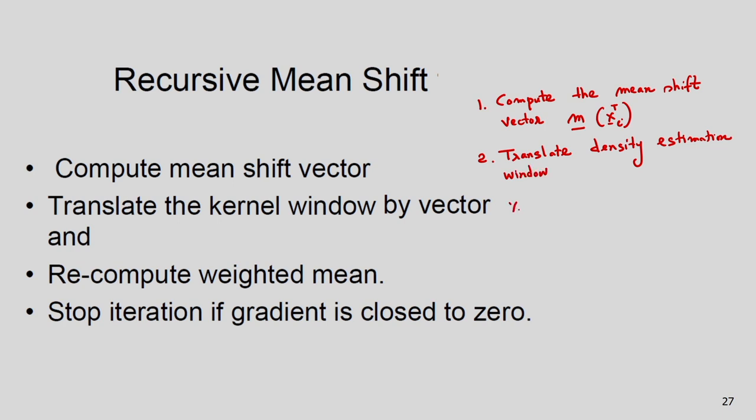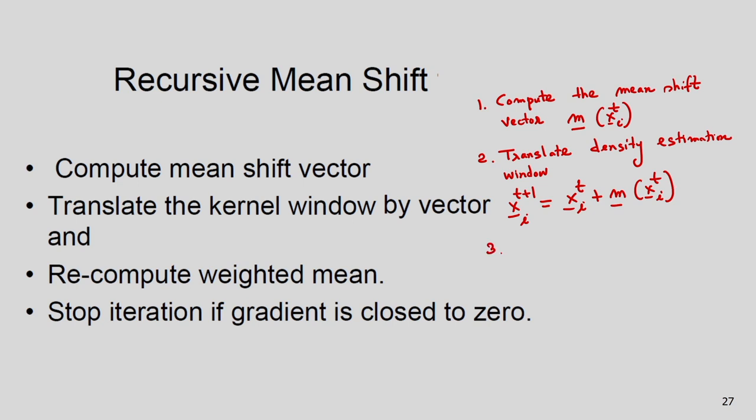So how to translate this one? So x_i at iteration t plus 1: x_i^t plus the motion vector, or the mean shift vector I can consider. This is the mean shift vector I am considering. So based on the mean shift vector, I can do the translation of the window.